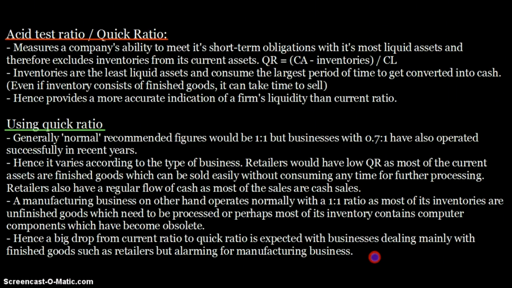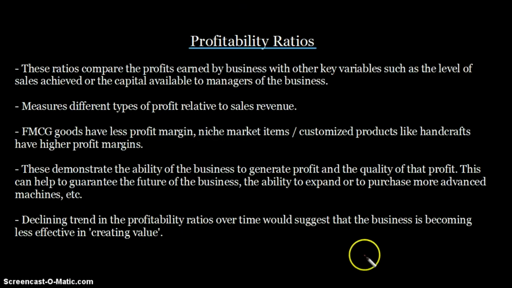So there shouldn't be a big drop in a manufacturing business, because if there is, then that means your business is not operating too well, it's not managing its cash flow well, and it will be in a liquidity crisis. So with that, we are done with the quick ratio, and let's move on to today's topic of profitability ratios.